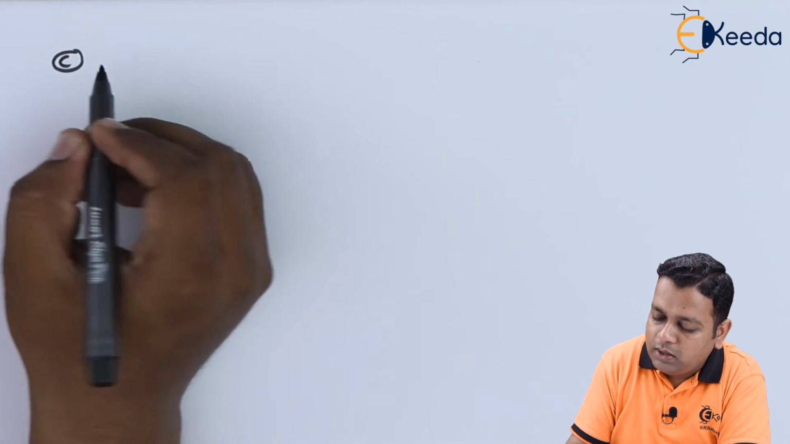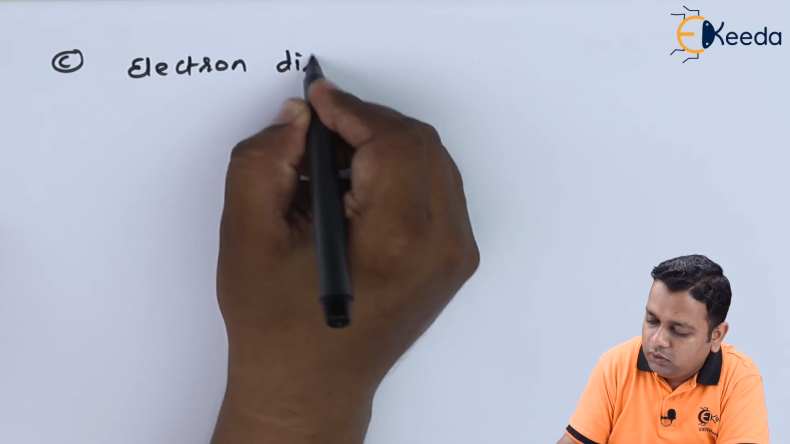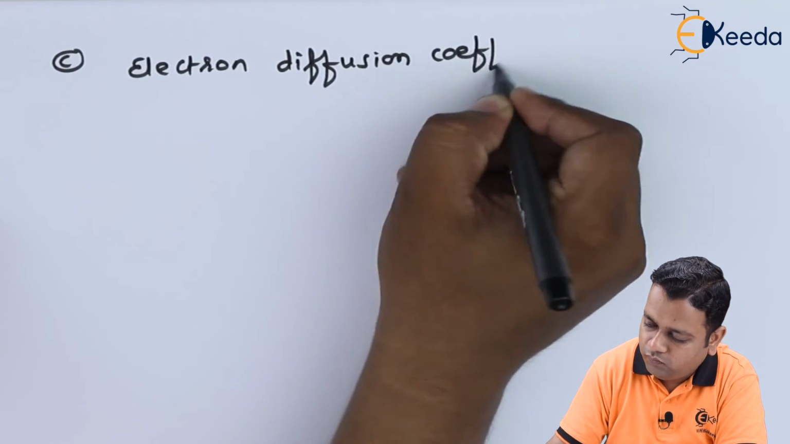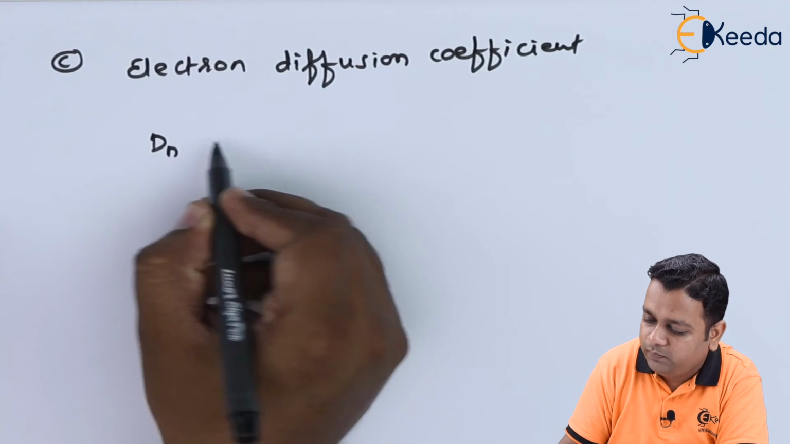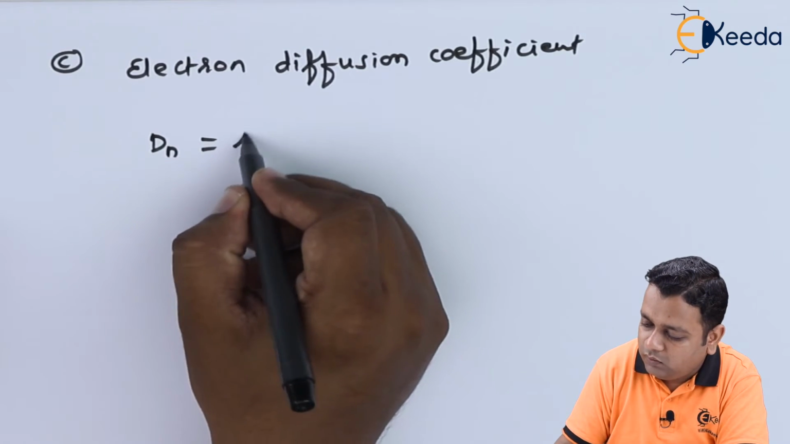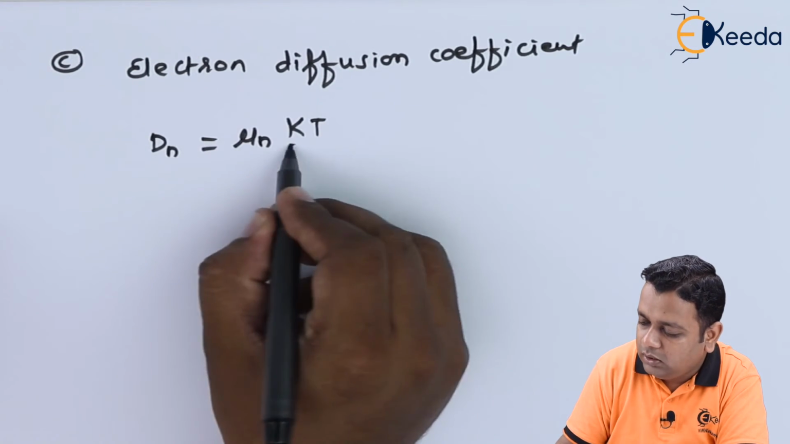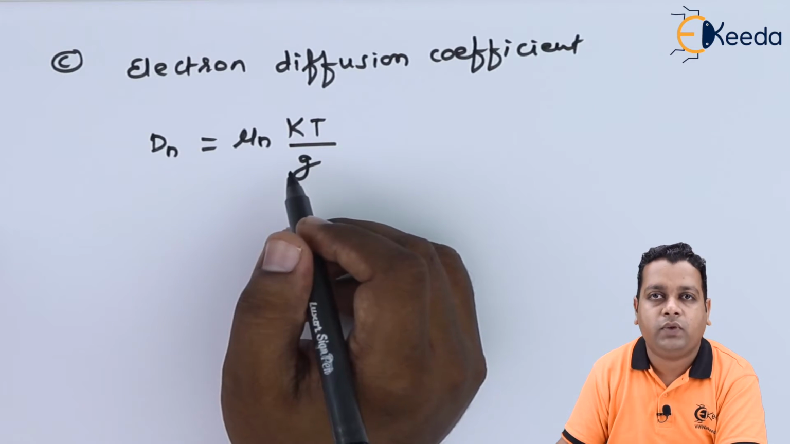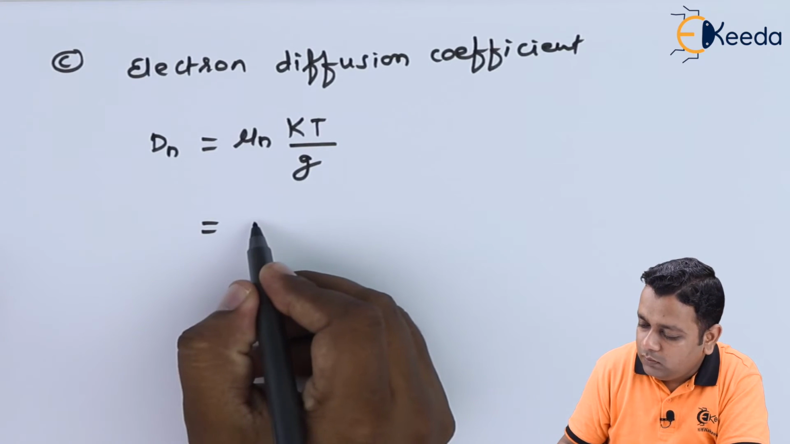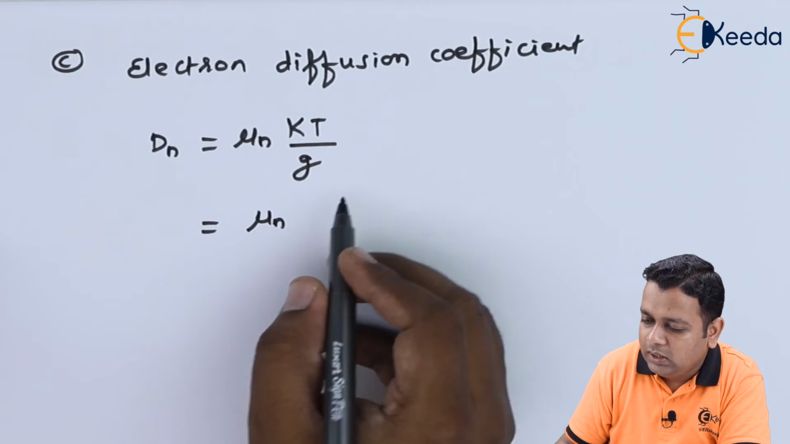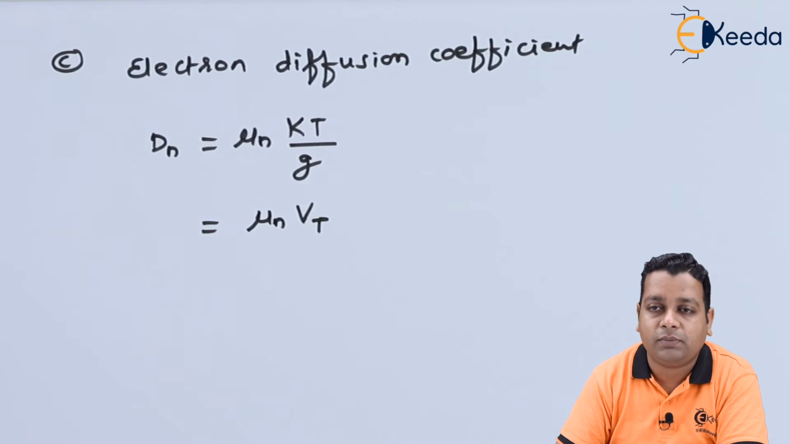So here we start for part C. We require the electron diffusion coefficient, and this particular coefficient denoted as capital D suffix n is computed as mu suffix n multiplied by capital K into capital T divided by q. This formulation can also be expressed in a simpler form. We keep mu suffix n as it is, multiplied by the voltage denoted as capital V suffix capital T here.